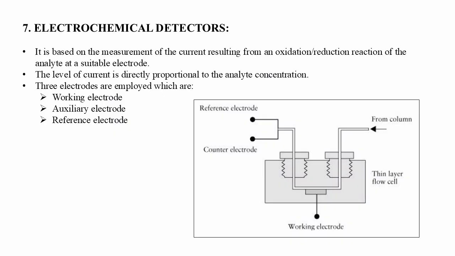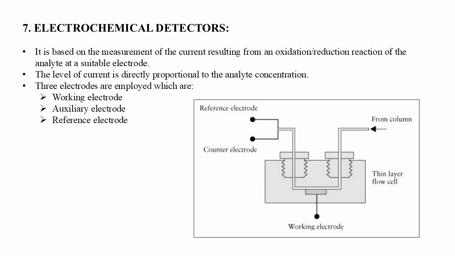It is based on the measurement of the current resulting from an oxidation or reduction reaction of the analyte at a suitable electrode. The level of current is directly proportional to the analyte concentration. Three electrodes are employed, which are the working electrode, auxiliary electrode, and reference electrode. Electrolysis of analyte occurs at the working electrode and the auxiliary electrode supplies the current. The reference electrode measures the solution potential.